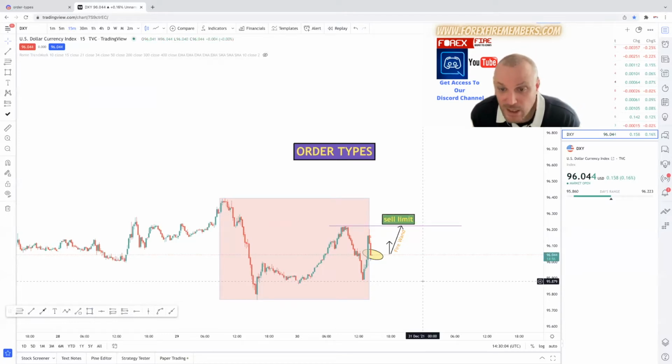Now, a sell limit will not become active. Okay, it's not a market execution.